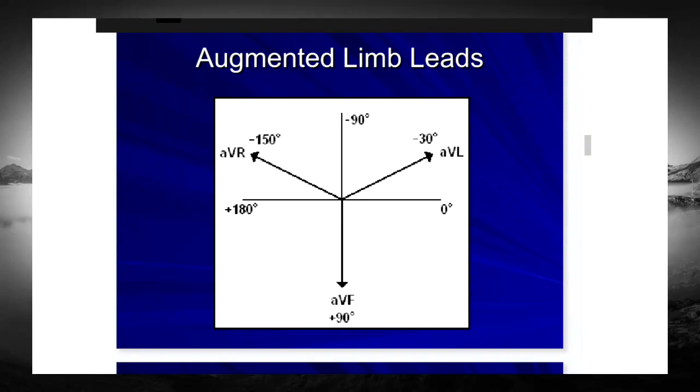If it is traveling away from AVR, that means it's leaving that area and going away from it, right? So it should be negative. So if you look at an ECG and you look at the P wave in AVR and it's positive, automatically that's an abnormal ECG, okay? AVR should not be positive. The QRS, sometimes, but definitely the P wave. If the P wave is a positive P wave, then something is wrong.